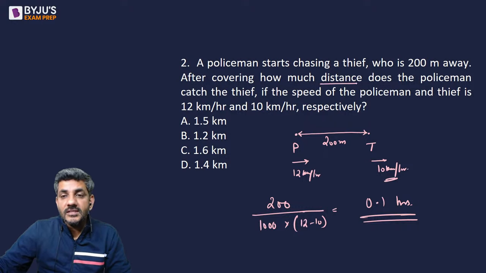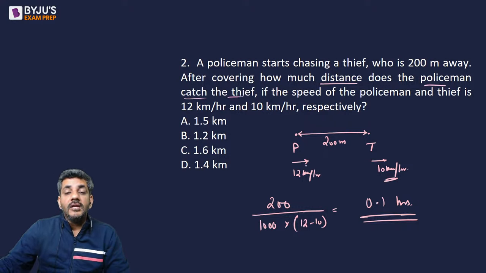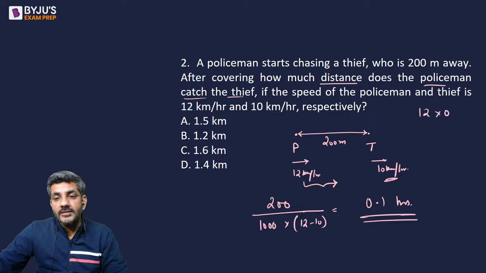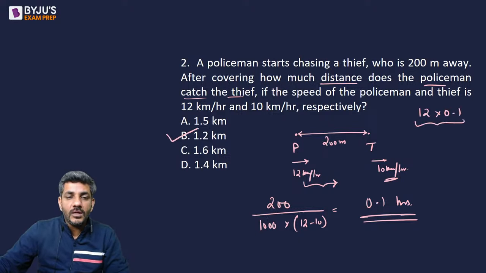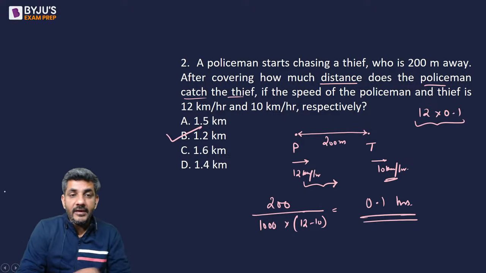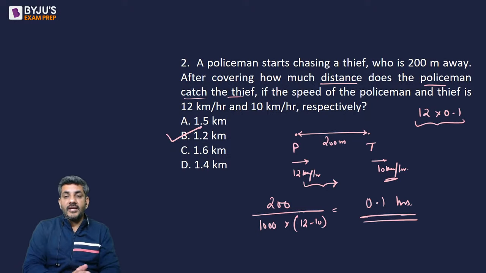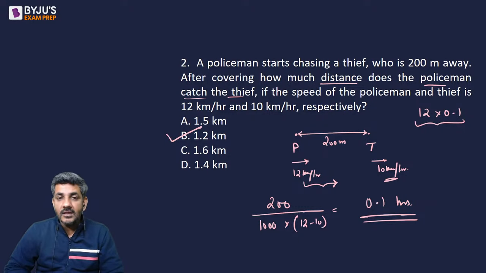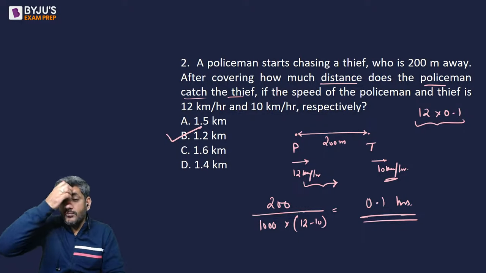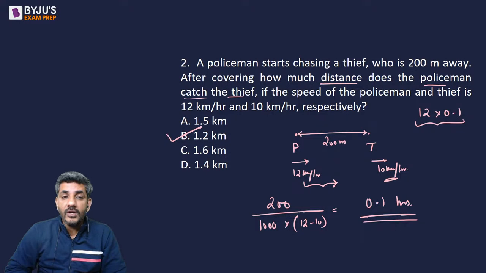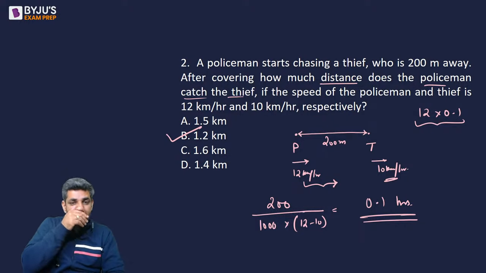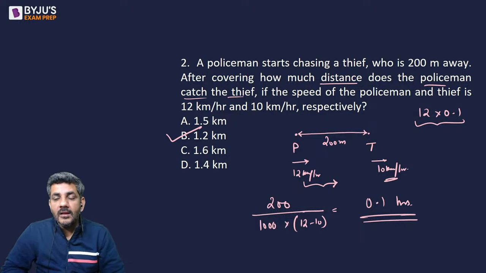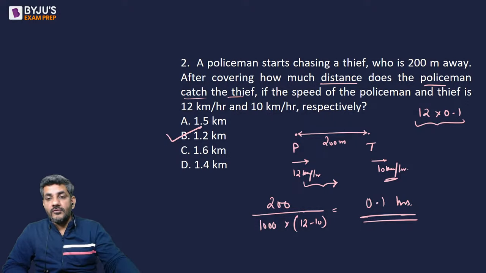Question is asking how much distance does the policeman have to cover. Now because the policeman is running at a speed of 12, in 0.1 hours how much distance would the policeman cover? It is 12 into 0.1, which is equal to 1.2 kilometers. So yes, option B is the right answer for this second question. The policeman will catch the thief in 0.1 hours and at a speed of 12, in these 0.1 hours, the policeman would cover 1.2 kilometers. B option is the right answer for us. I hope it is absolutely clear to all of you. That was question number 2.